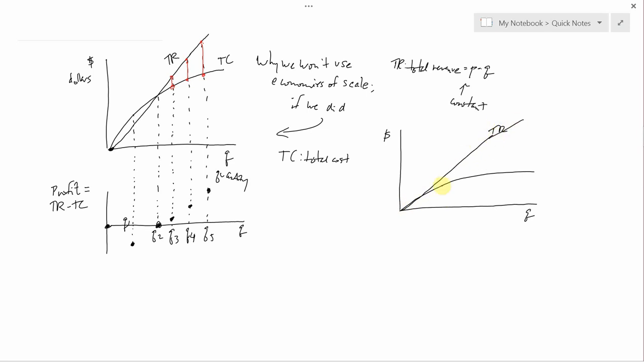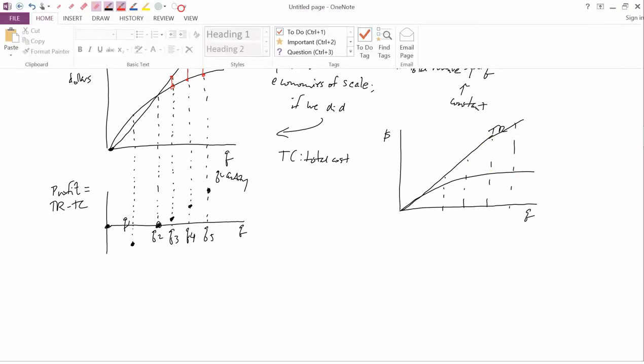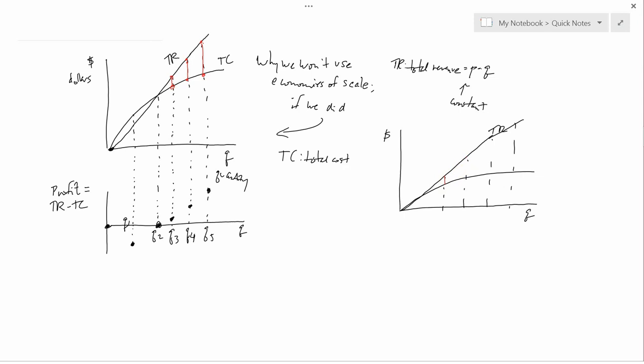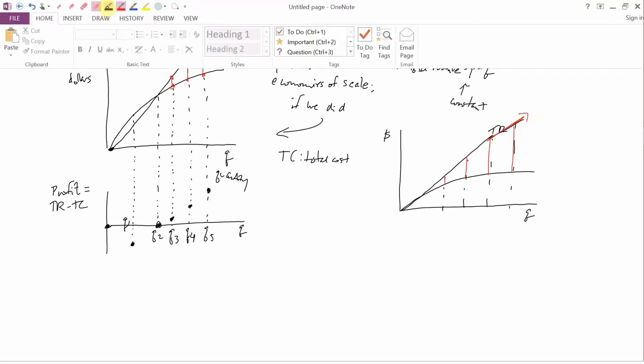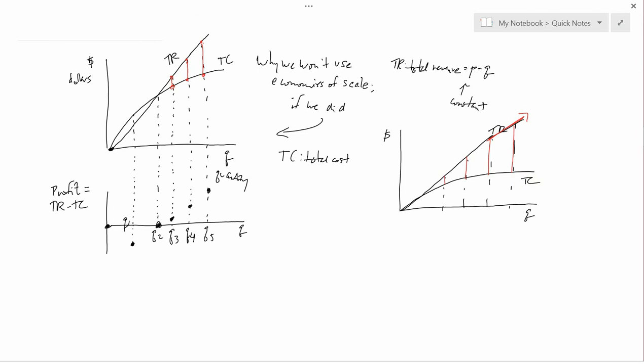You see that as you increase Q more and more, profit just keeps getting bigger and bigger. The reason is that we've assumed the total revenue curve rises linearly, but the total cost curve doesn't rise linearly. It rises less than linearly because we have economies of scale. We have this so-called Walmart case.